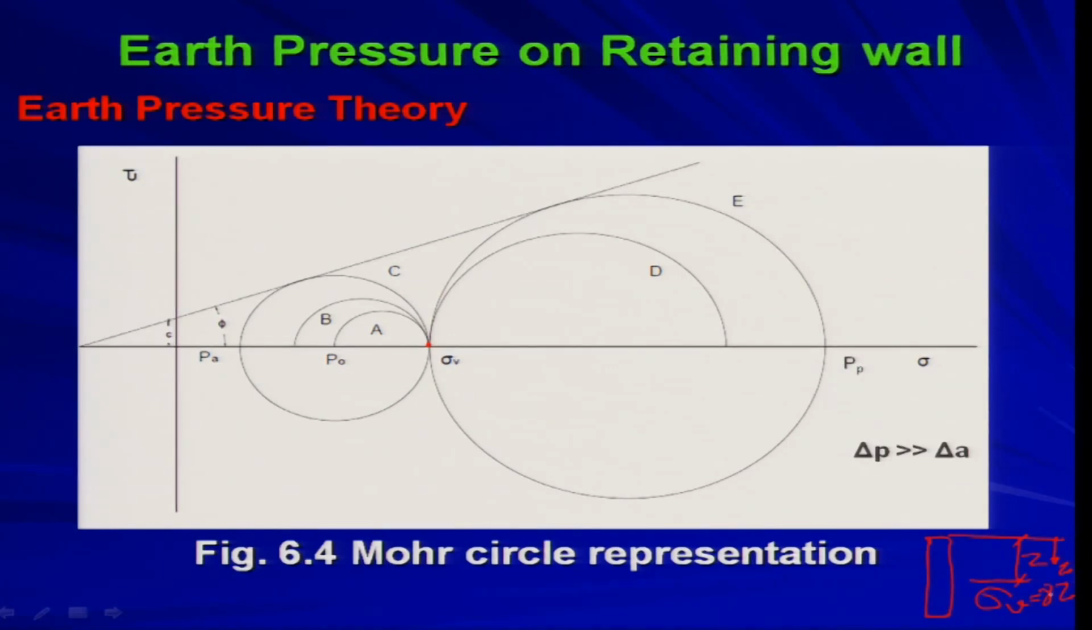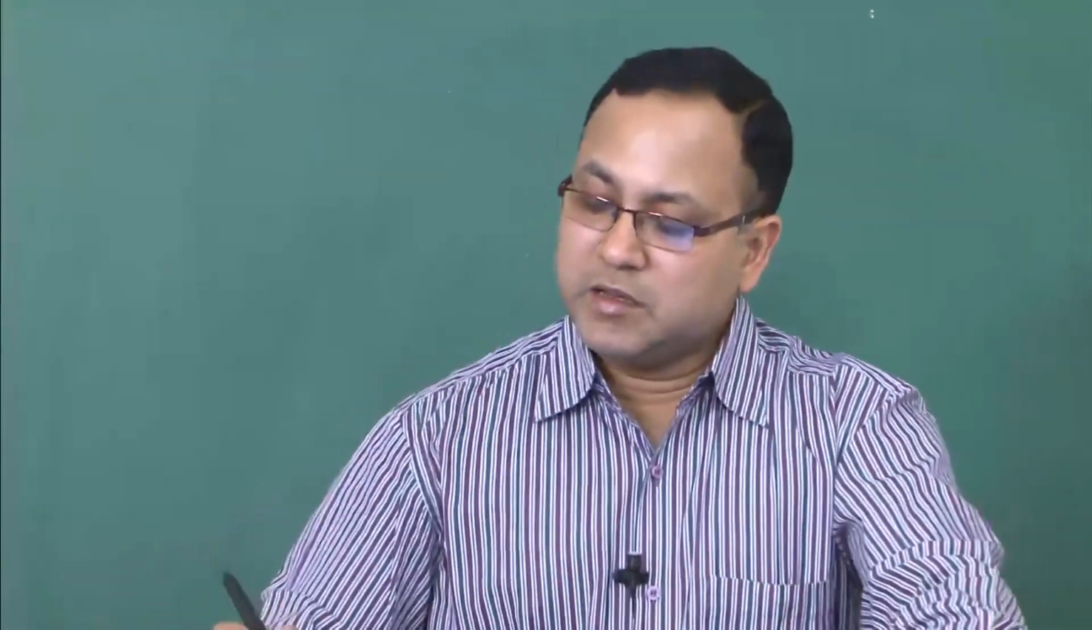So, sigma v, if I consider at that location, which is z distance below the ground surface, and I want to find out the earth pressure at rest condition, say at that location I am getting P naught. This is my earth pressure at rest condition. If I consider this surface, this surface is free from any shear stress. So, that gamma z, that is sigma v, is nothing but the principal stress, and that principal stress is causing this P naught.